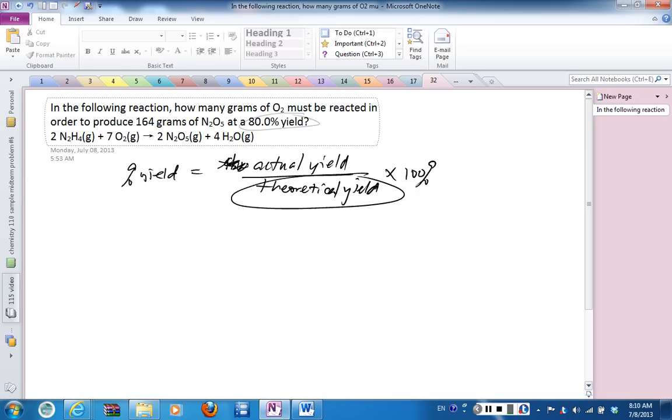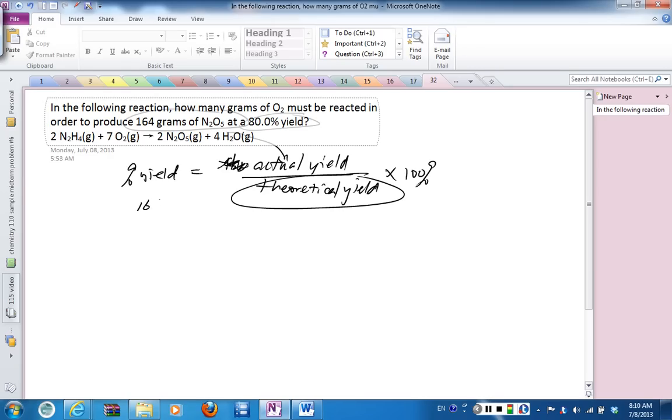So we know that we're going to be producing 164 grams of N2O5. Now first we need to identify, is this the actual yield or the theoretical yield? And the answer is, of course, this would be the actual yield, because eventually we want 164 grams. And once we establish that, we need to get our theoretical yield first.